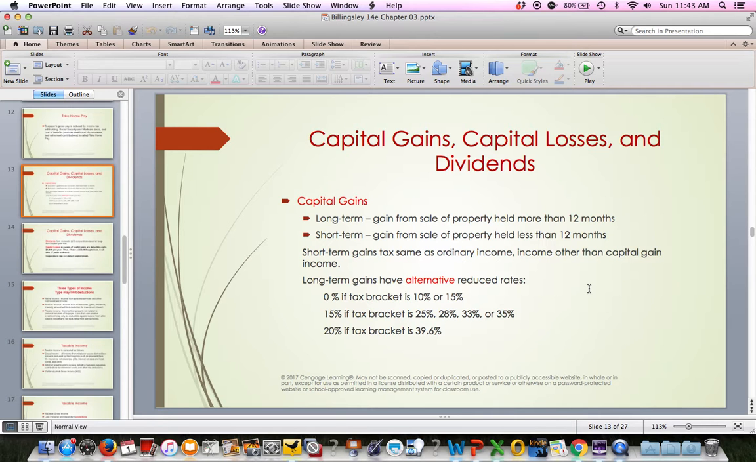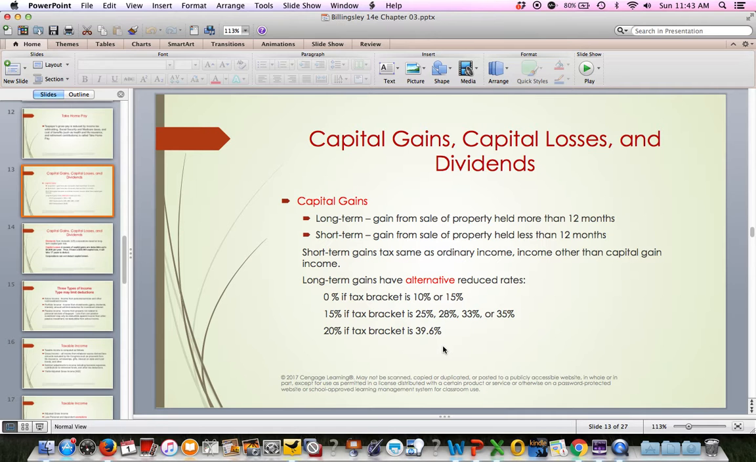Long-term gains qualify for a lower tax rate. Short-term gains are taxed as ordinary income. So whatever your normal tax rate is, based on the progressive tax table, you pay tax based on that. Long-term gains have different rates depending on what your tax bracket is. If you are in a lower tax bracket, the 10 to 15% tax bracket, and you have a long-term gain, you pay 0 capital gain tax. If you're in the 25 to 35 bracket, you pay a 15% capital gains tax.